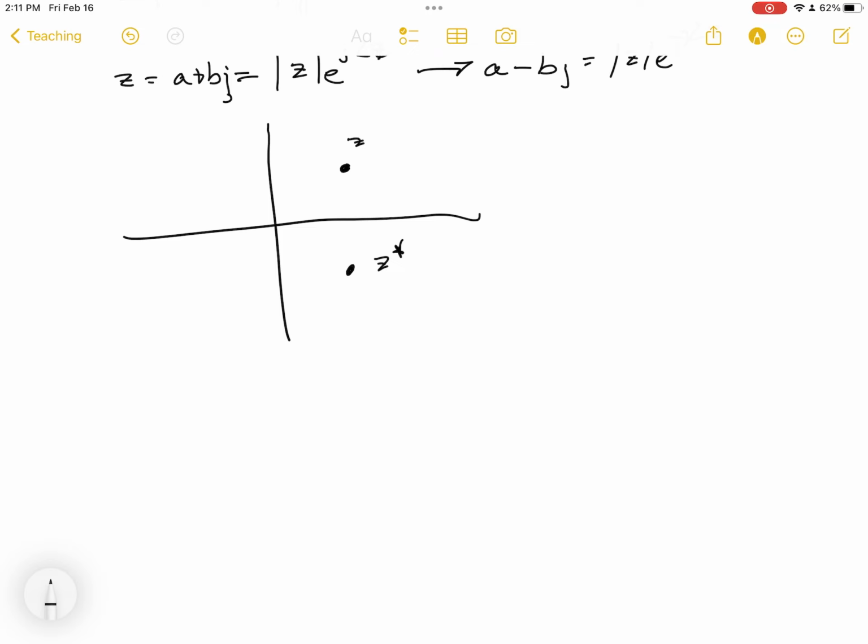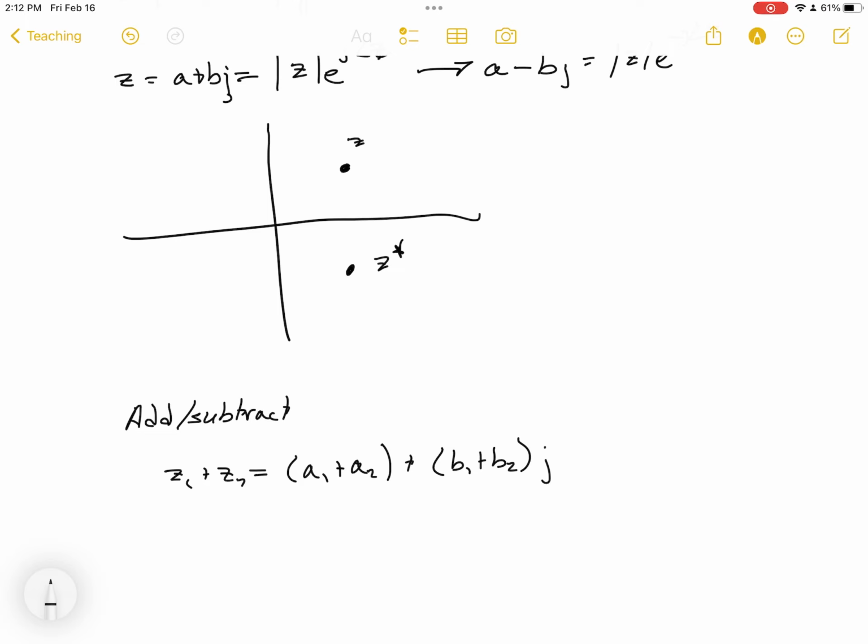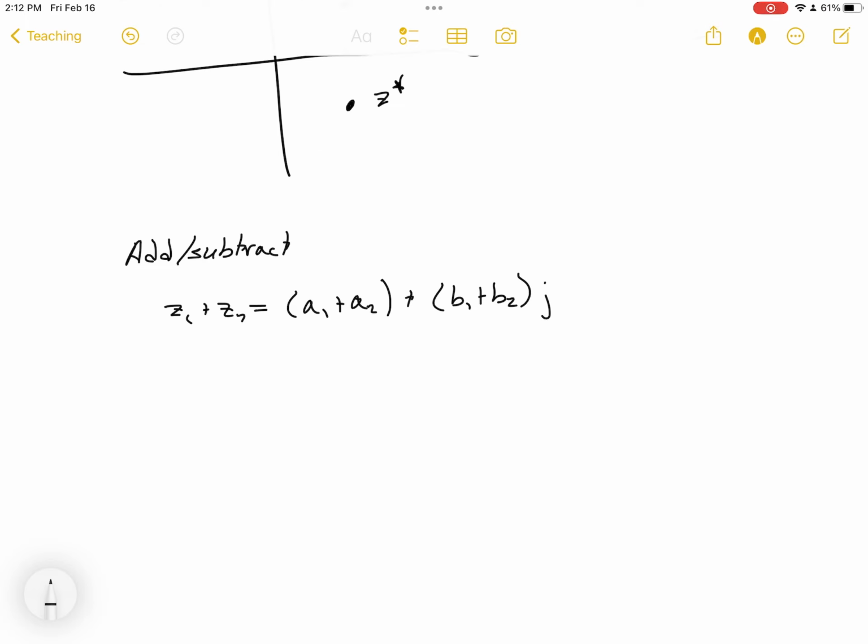If you want to add or subtract, then z1 plus z2 equals a1 plus a2 plus b1 plus b2 times j. So that's similar to a vector, it's a vector addition. You add the elements together, and that's the same with subtraction.